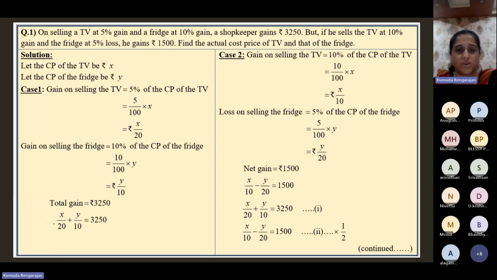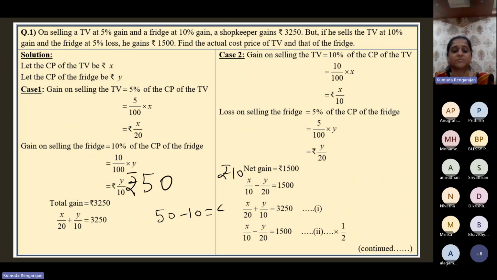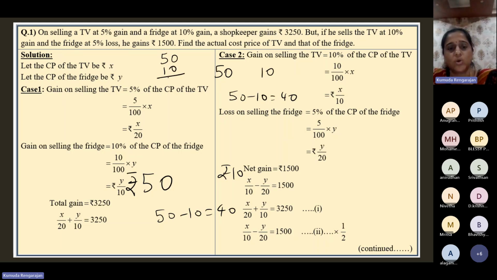Now, how do you handle it if it's a loss? Supposing you have gained 50 rupees from one and you have lost 10 rupees on the other, what's your net profit? 50 minus 10, 40. You gain 50 on one and you lose 10 on the other, so your net profit is 50 minus 10, 40. But if you gain 50 from one and 10 from another, the total gain is 60.